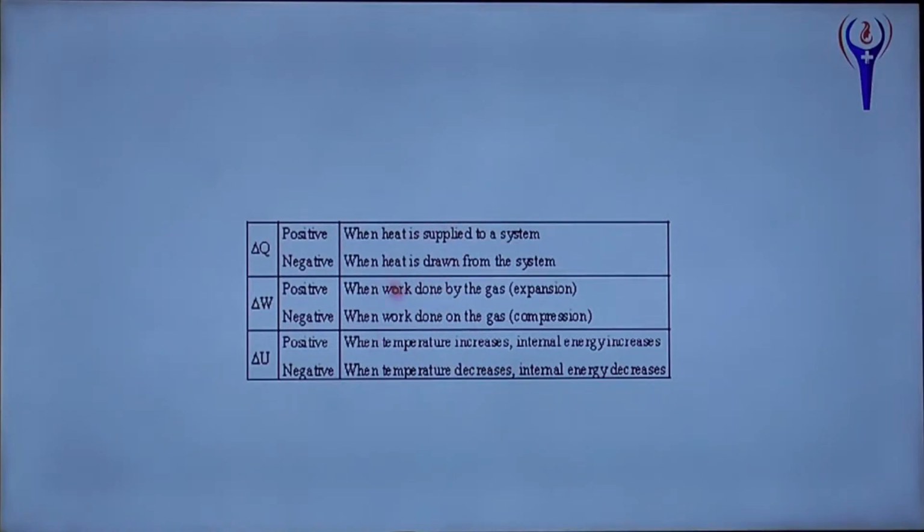So based on this, what is the formula for the first law of thermodynamics? As per this formula, delta Q equal to delta U plus delta W. Like that, problems will be discussed based on the heat energy supplied or drawn, or work done by the gas or work done on the gas. This may be positive or negative. Based on that, we are going to work out some problems later.